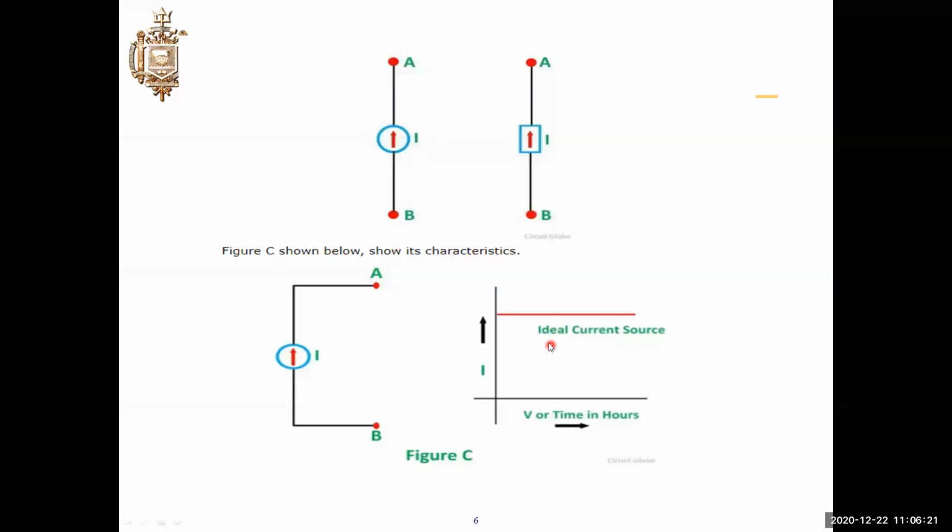So ideal current source characteristics are like this: current versus voltage or time. That means the current passing through the load is constant, not changing with respect to time or voltage. So the current characteristic is a straight line. Any time the current magnitude is always constant. So this is called an ideal current source.